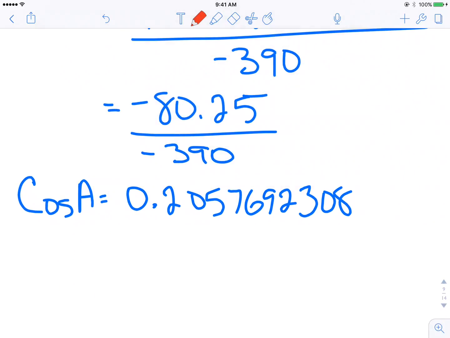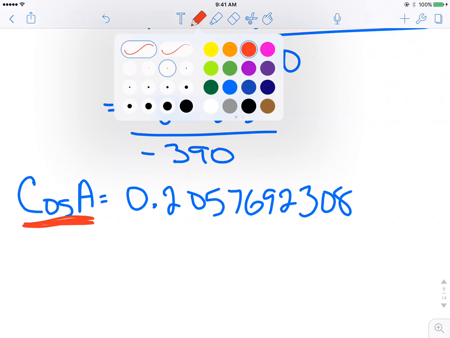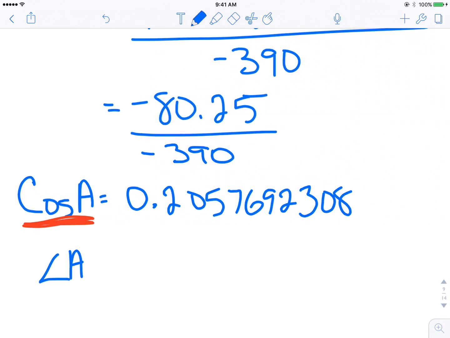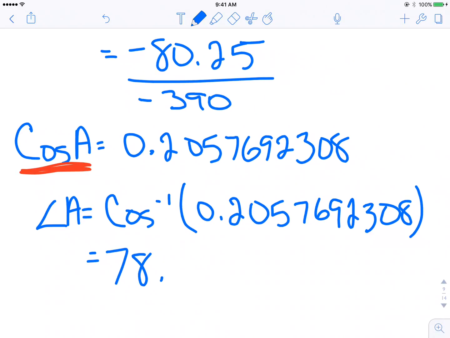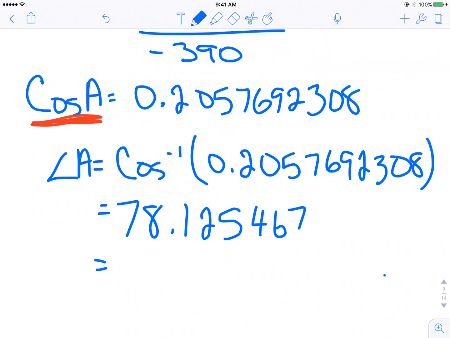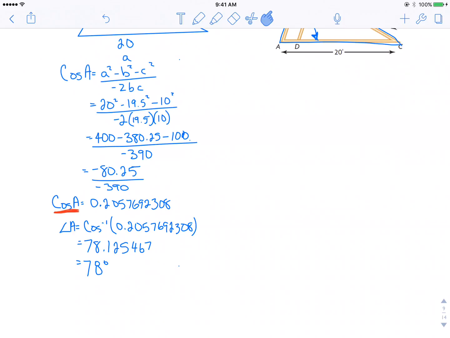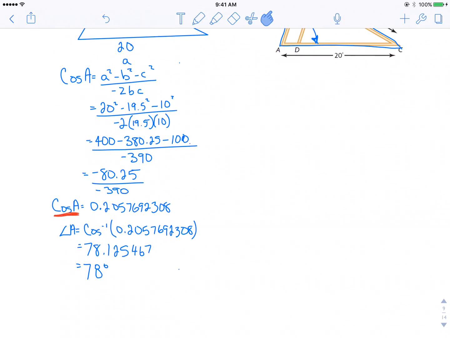Remember, you know you're calculating for an angle. My last step has to be the inverse function of cosine, so angle A is equal to cosine inverse of 0.205769238, which is equal to 78.125467, or 78 degrees. And then, of course, to answer the question, does this fall within 70 to 80 degrees? Yes, it absolutely does. Yes, it will pass building code.